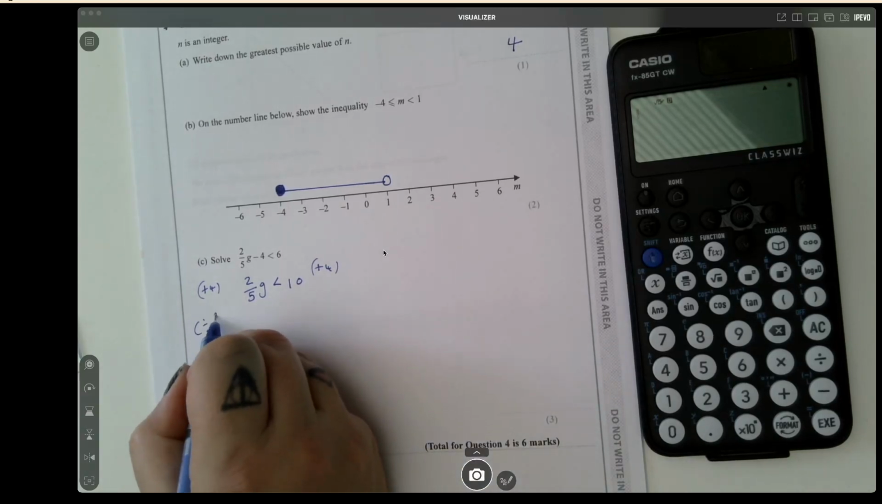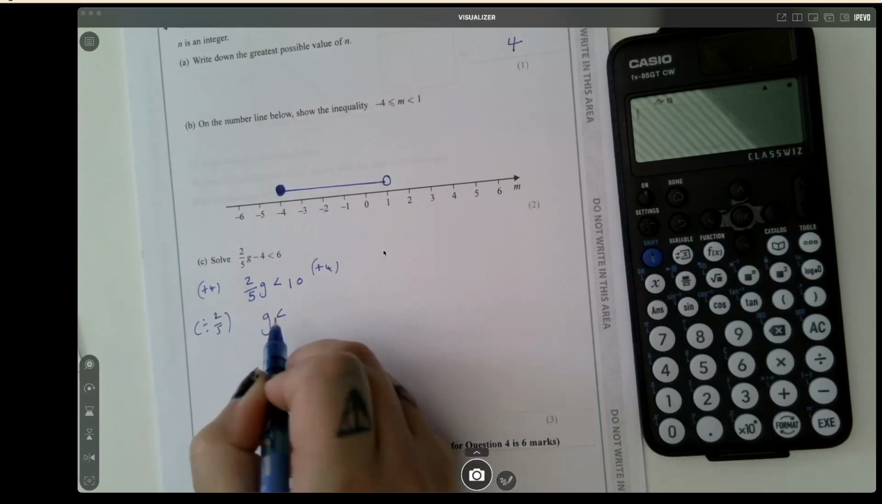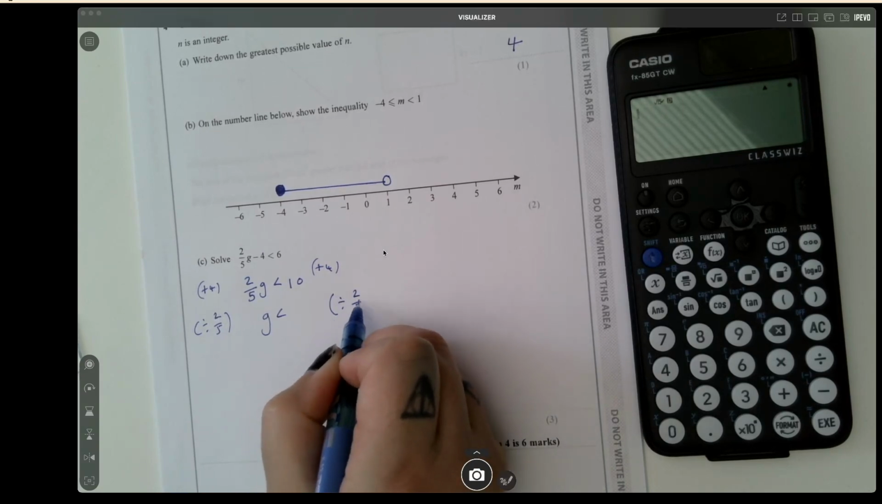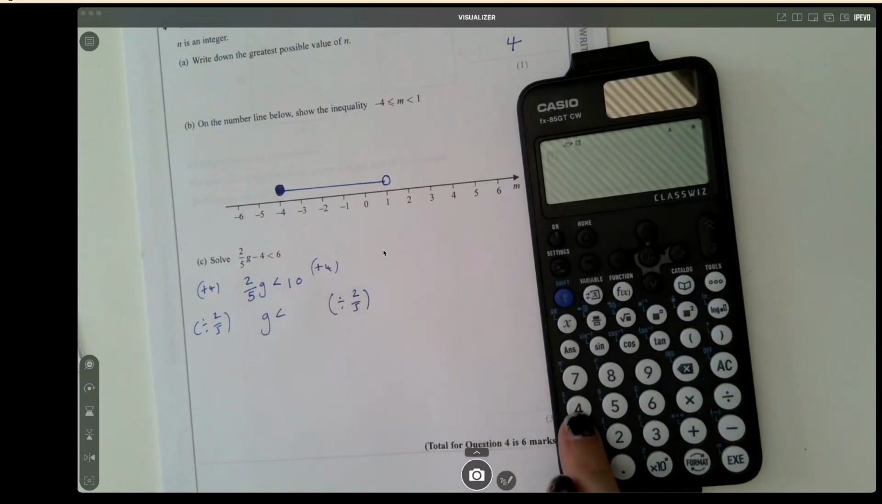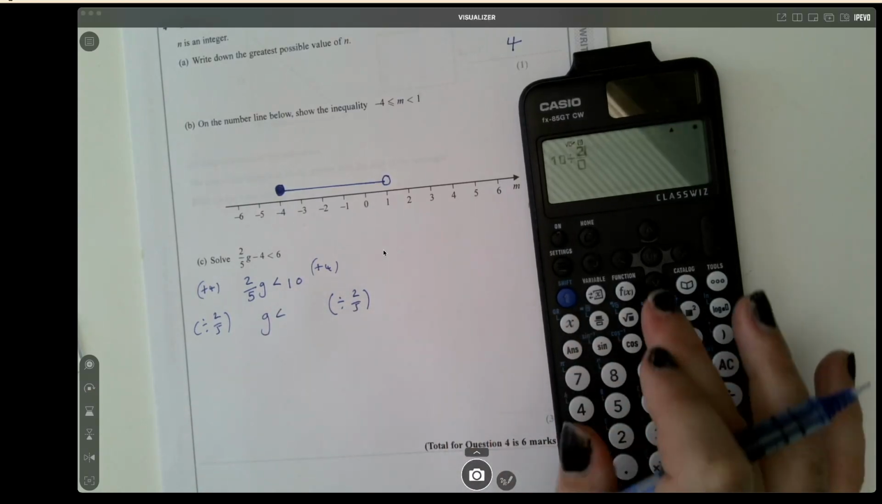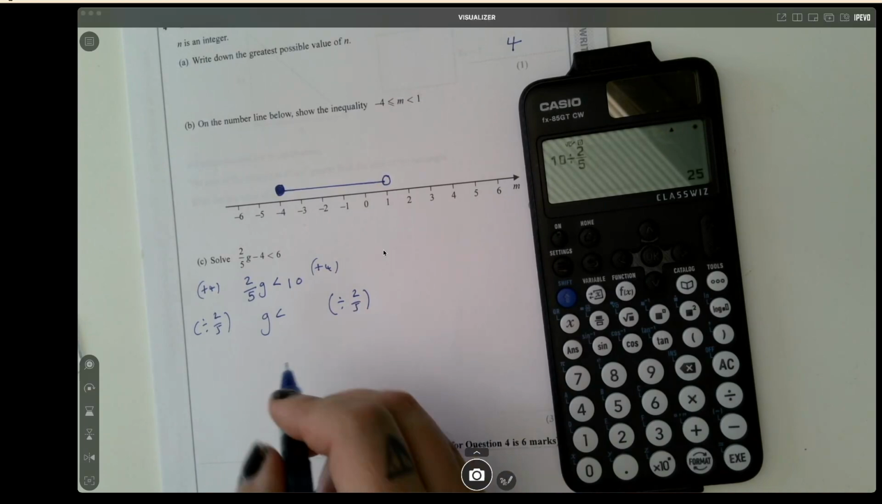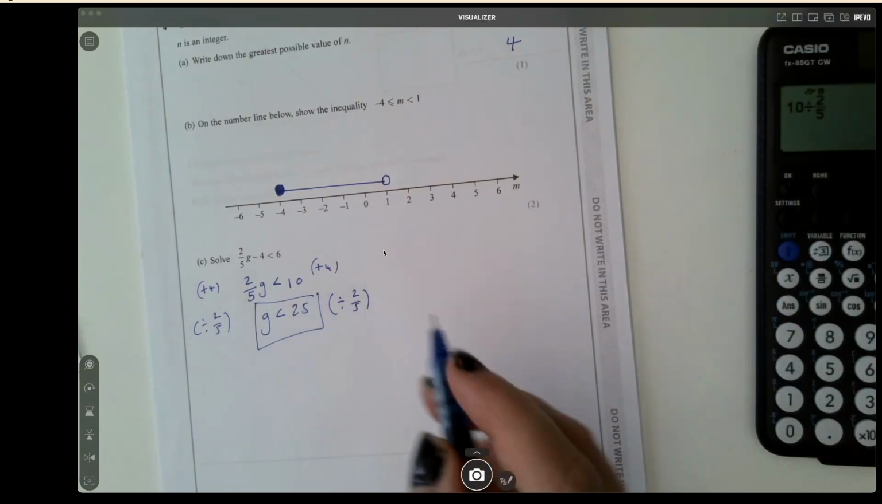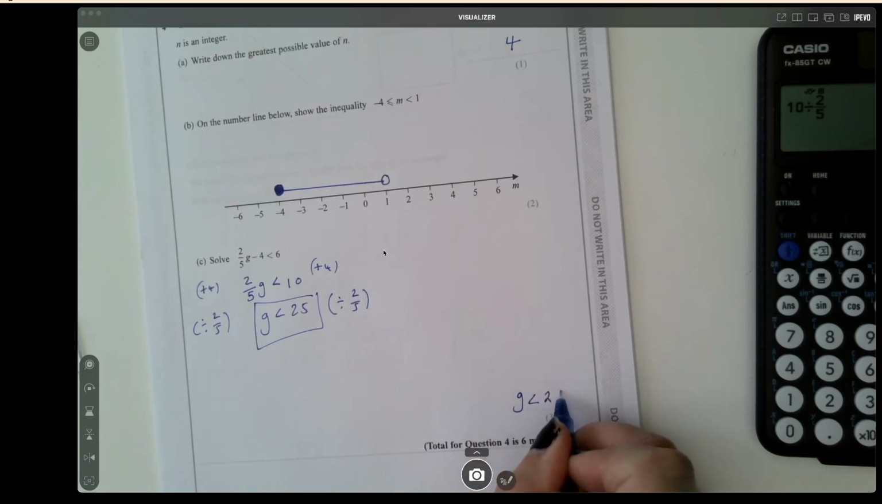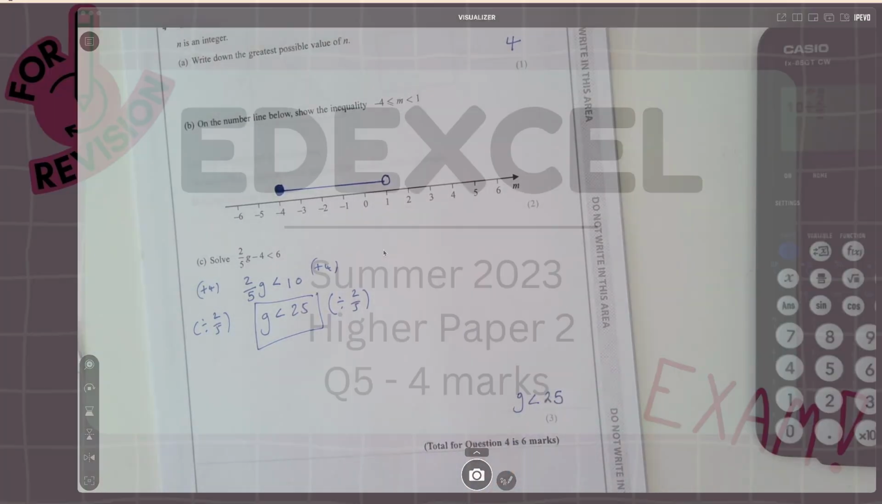Now I'm going to divide by 2/5, and I'm just going to do this in the calculator because I've got a calculator, so why not? So I'm doing 10 divided by 2/5. So that gives me an answer of 25. So this whole thing, including that inequality symbol, needs to go on the answer line.